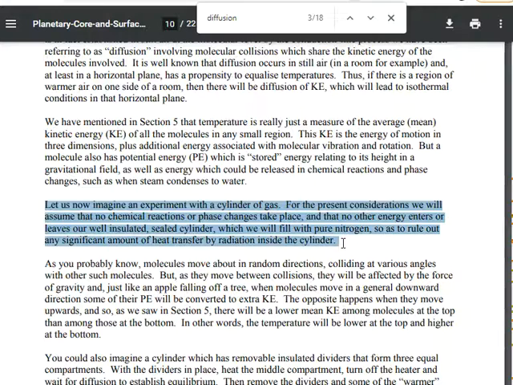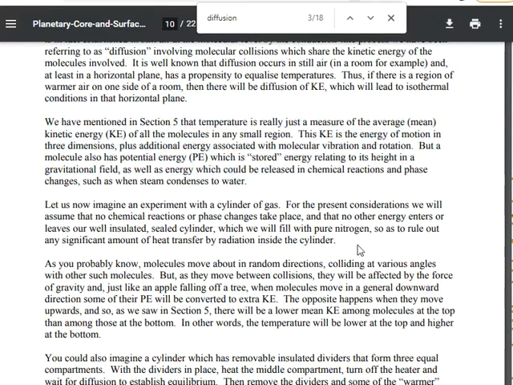He's gotten confusing, but okay, now he's doing a thought experiment, and I feel better when we're just doing thought experiments, because up to that point he's just putting words together that don't make any sense. "So let us now imagine an experiment with a cylinder of gas. For the present consideration, we'll assume that no chemical reactions or phase changes take place, and that no other energy enters or leaves our well-insulated, sealed cylinder, which we will fill with pure nitrogen so as to rule out any significant amount of heat transfer by radiation inside the cylinder." What?